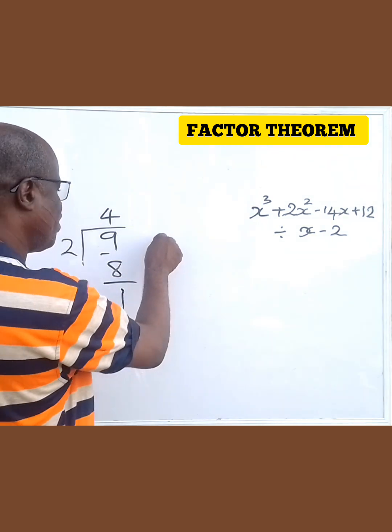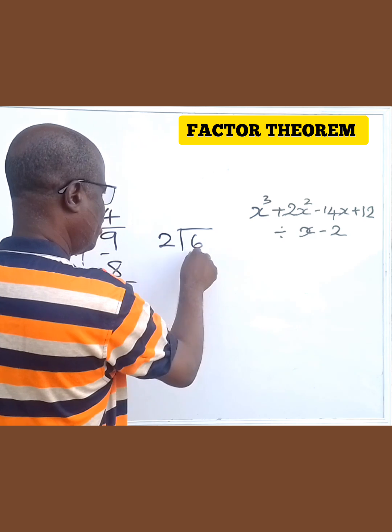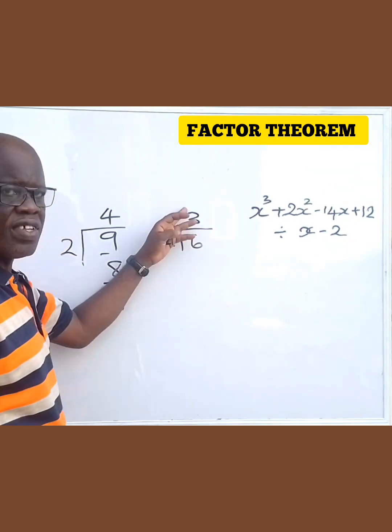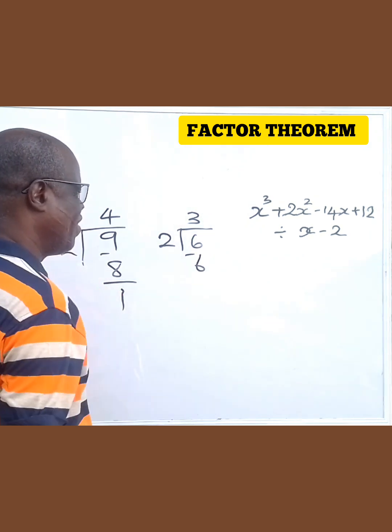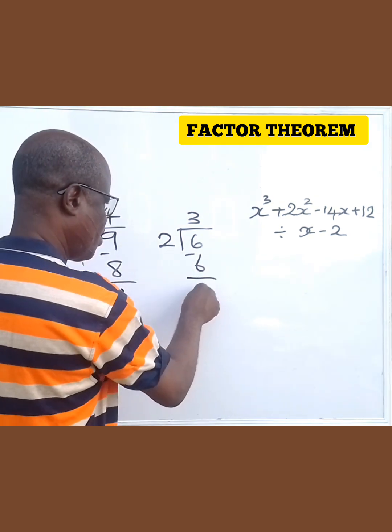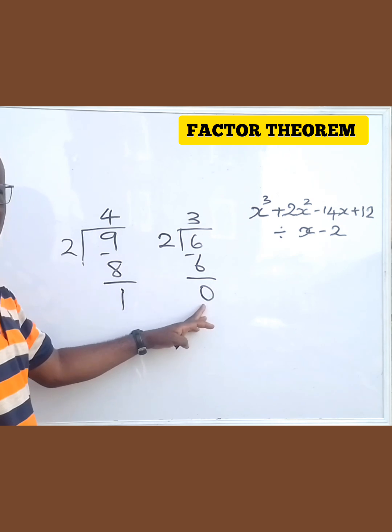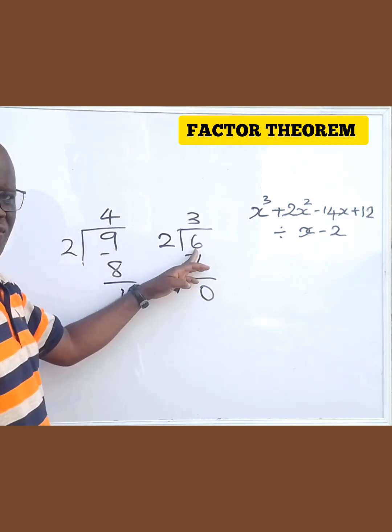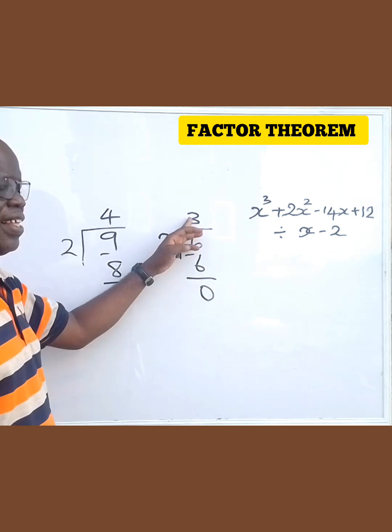For example, if you say 6 divided by 2, that is 3. 2 times 3 is 6. 6 minus 6 is 0. Inasmuch as you have 0 as the remainder, it means this 2 is a factor of 6. And that's 2 multiplied by 3.